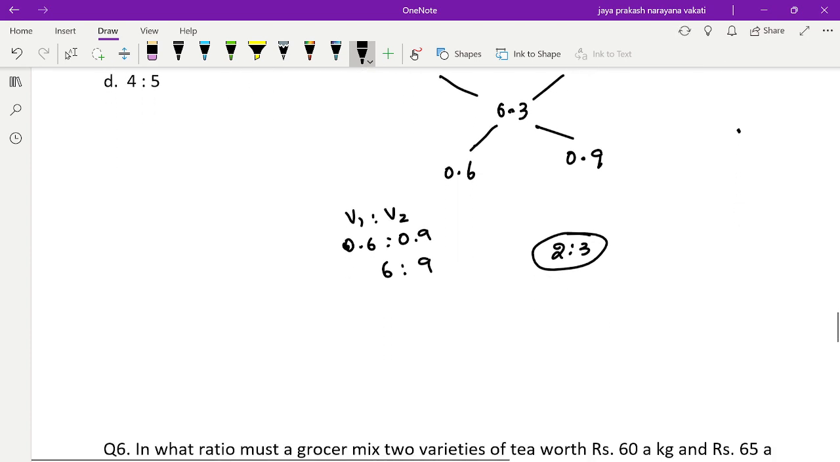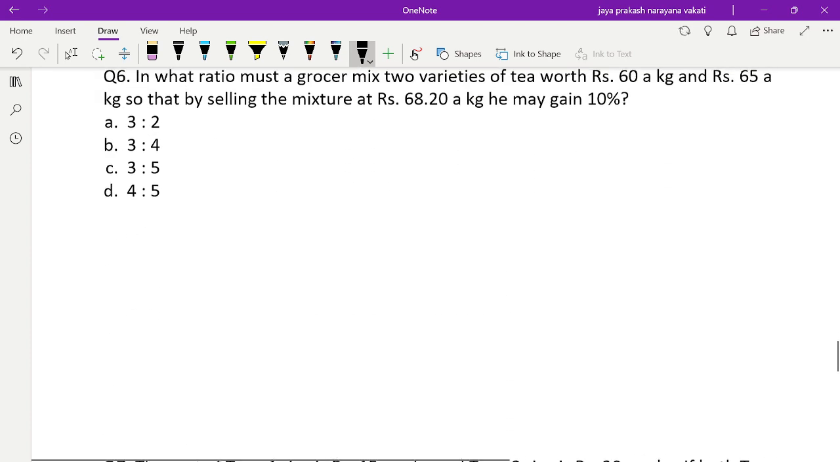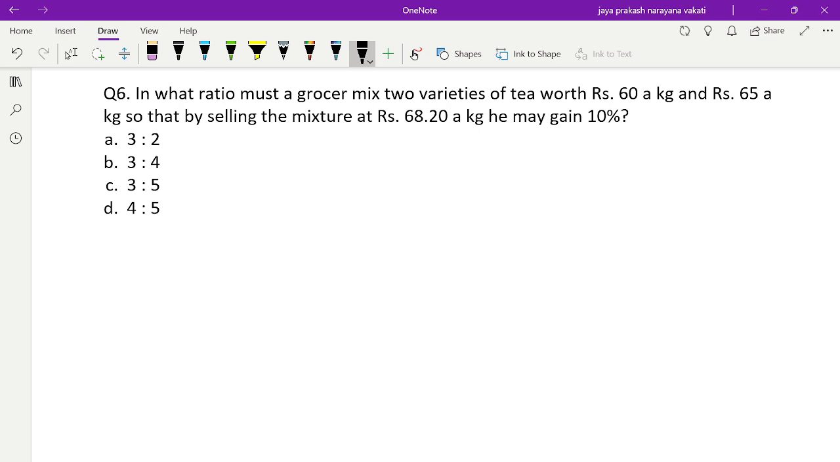So don't forget the methods, guys. Let me go with the next problem. In what ratio must a grocer mix two varieties of tea, at 60 and 65 per kg, so that by selling the mixture at 68.2 per kg he gains 10%? Again, see guys, two prices were given and the mixture price is also given. Again, this is the butterfly method only.